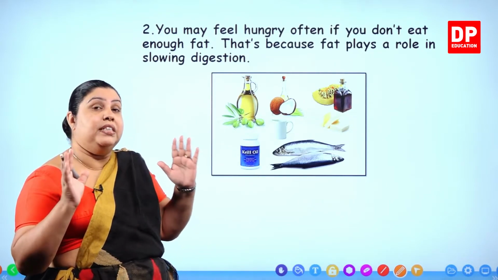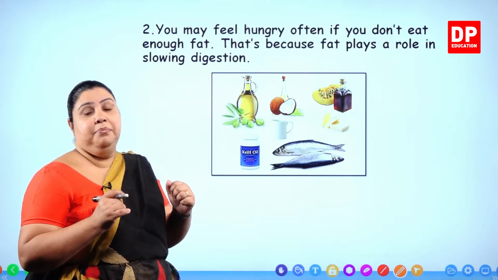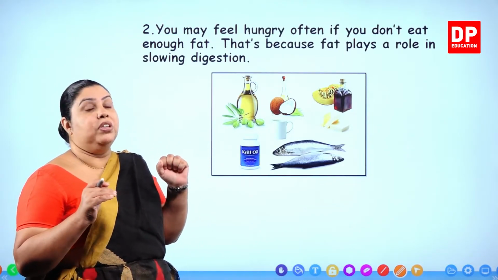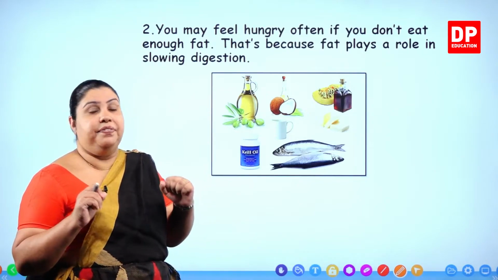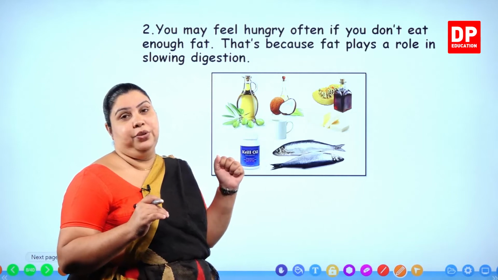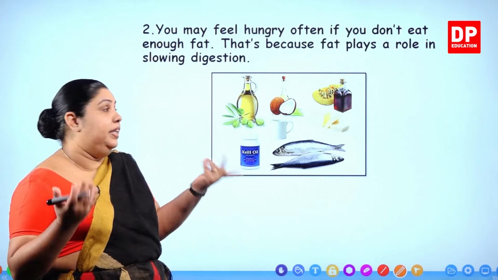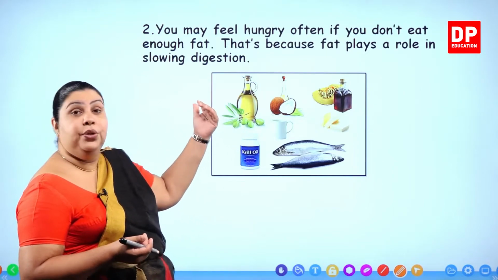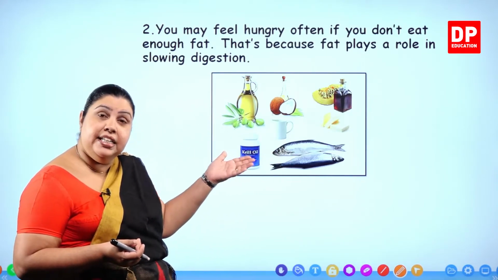We have to always eat a balanced meal. It should contain all the important 5 types of nutrients that we need. So these are the types of good oil that you can use in your day-to-day meals. You can use olive oil, coconut oil, you can use butter, cheese, milk.